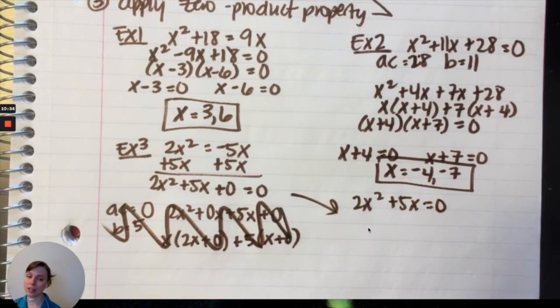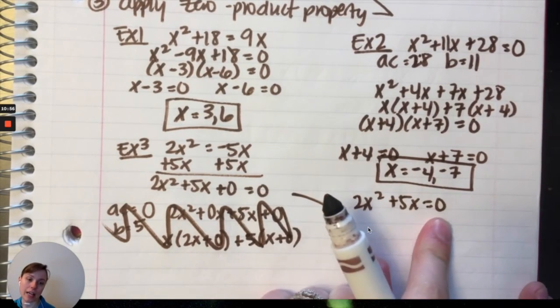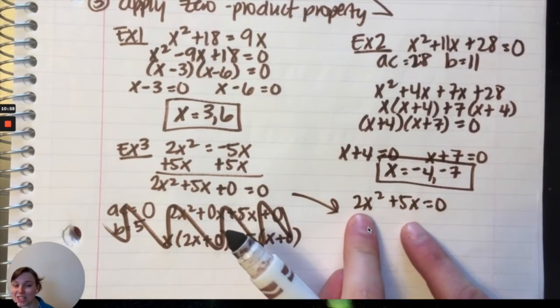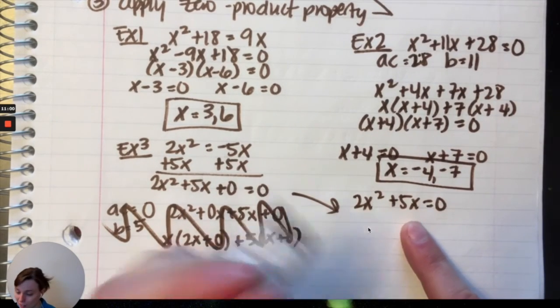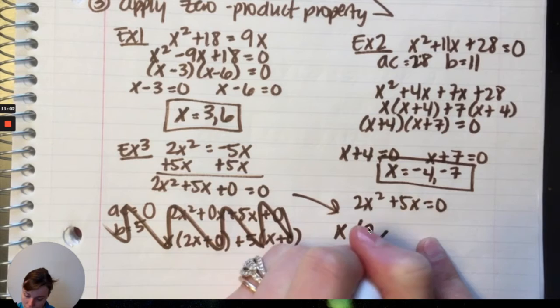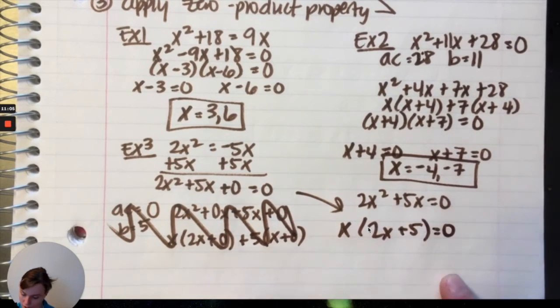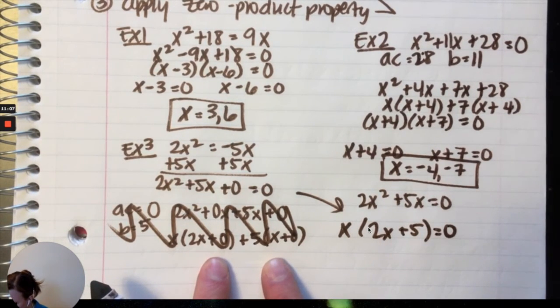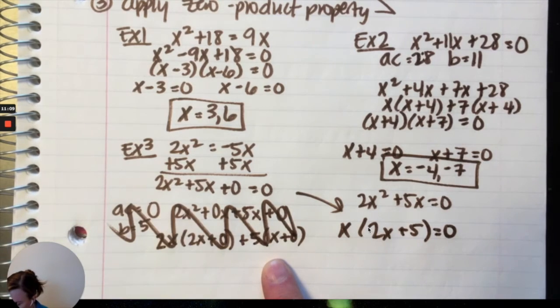So again, it's still in standard form. It has to be my quadratic equals 0. But what's the GCF of these two? It's x. And then I get 2x plus 5 equals 0. So my goal over here was, oh, this should have been 2x. There we go. And that should have been there. Okay, that would have fixed it.